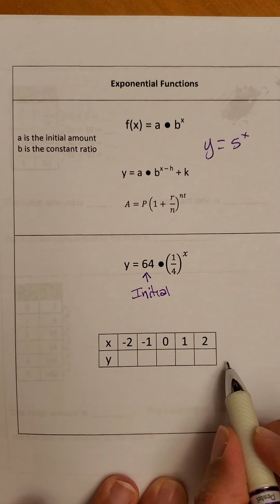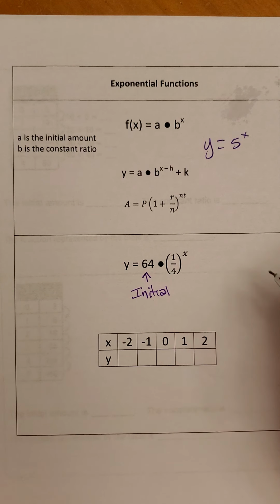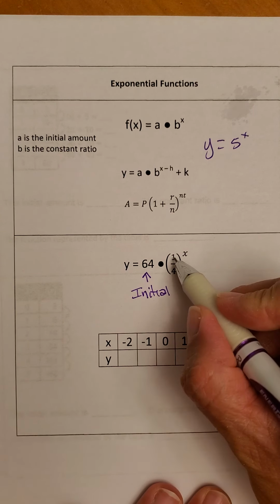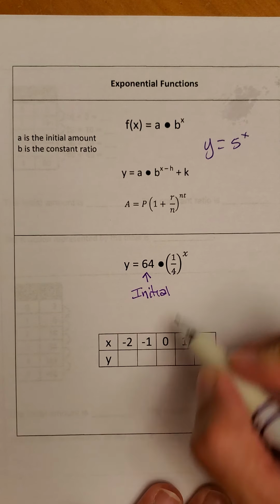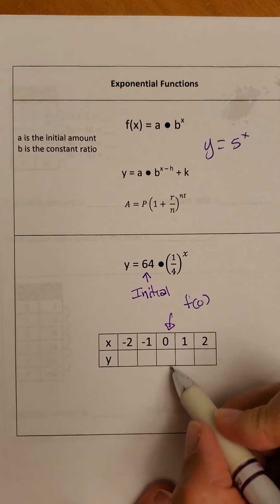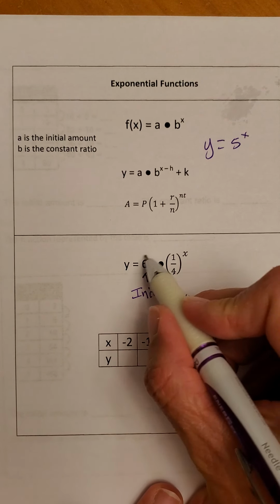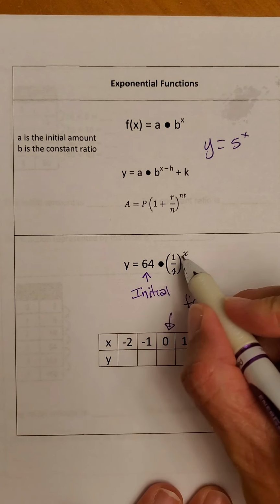We're going to fill in this table. If I put a 0 right there, I'm hoping you remember what you get when we take something to the 0 power. What do you get when you take a number to the 0 power? 2 to the 0, 5 to the 0. Hopefully you said 1. So I know that 1/4 to the 0 power, that means I'm finding f of 0, right? I'm going to find this value first. f of 0 is 1, and 64 times 1 is 64.